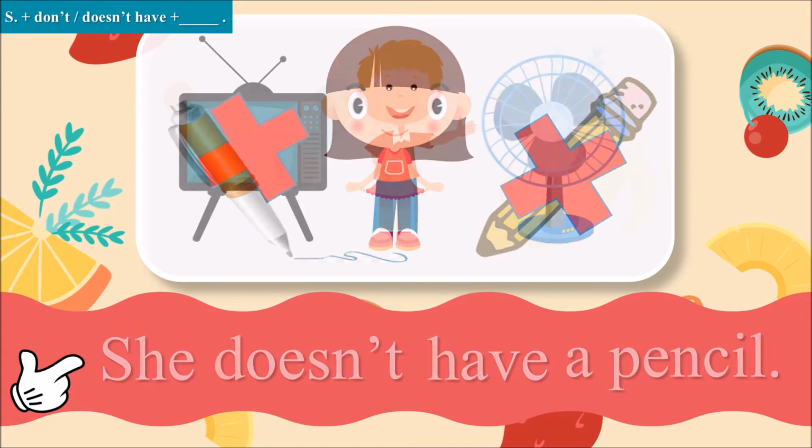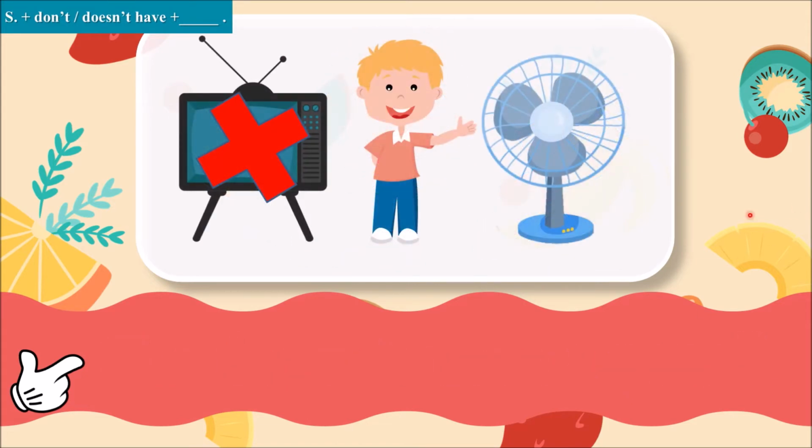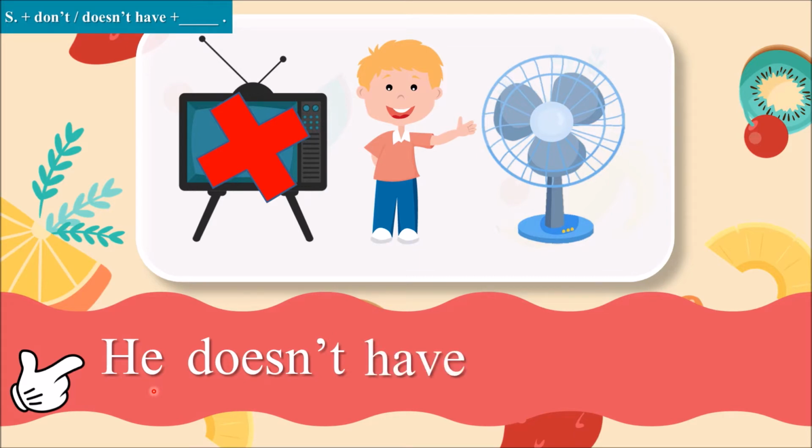Next, a boy or a man, we use he. He is singular subject. We use doesn't have. And look at the cross mark. He doesn't have a television. In this picture, he doesn't have a television.